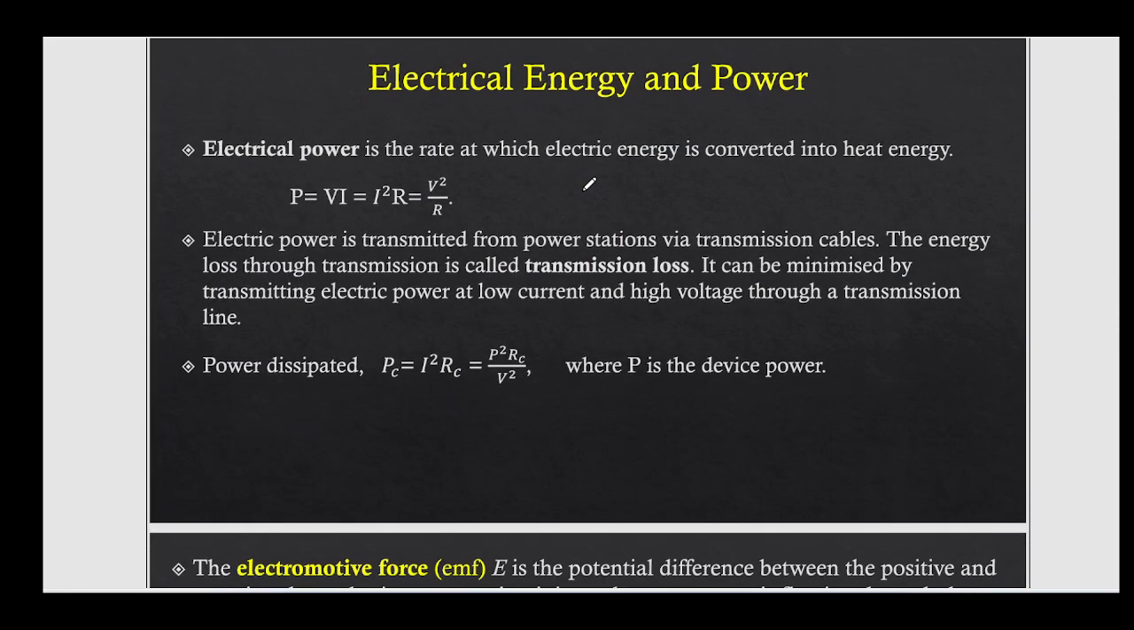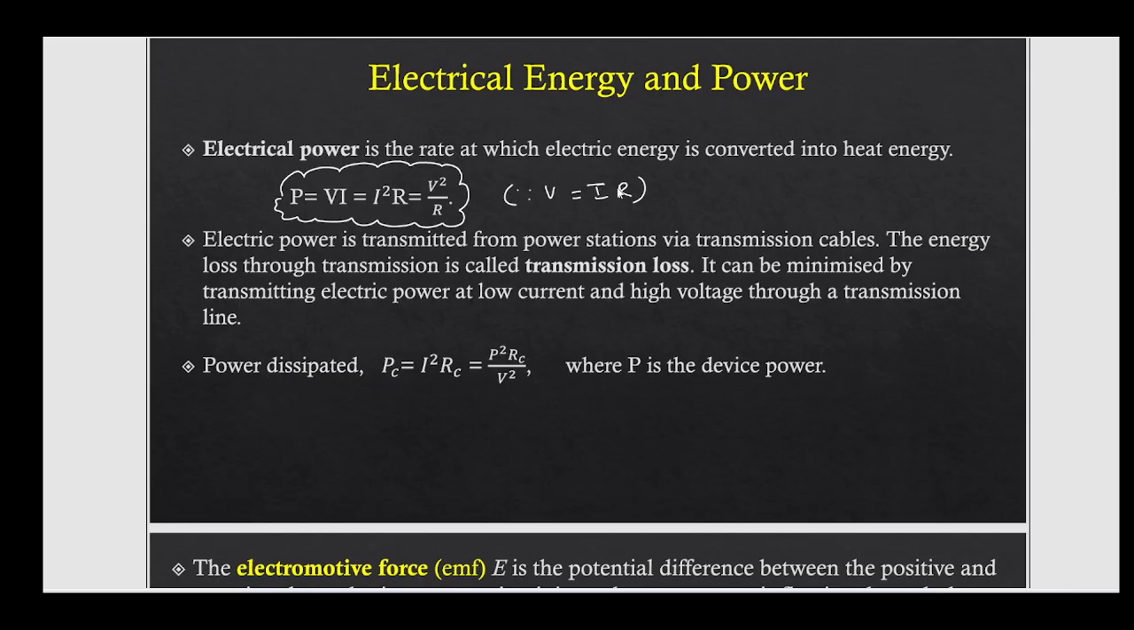Then we have electrical energy or the power. Electrical power is the rate at which electrical energy is converted into heat energy. So that is given by P is equal to V into I. Since we know that V is equal to IR, so we can get I square R also, or V square by R, by substituting the value using Ohm's law.